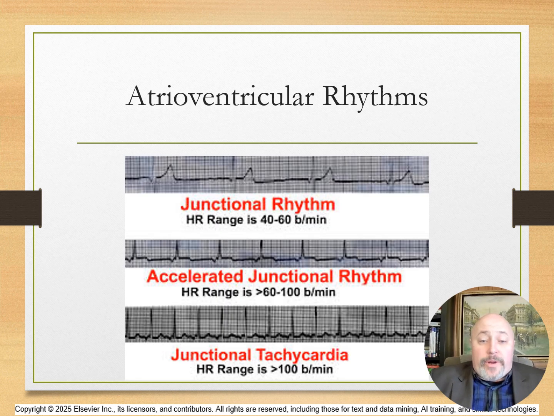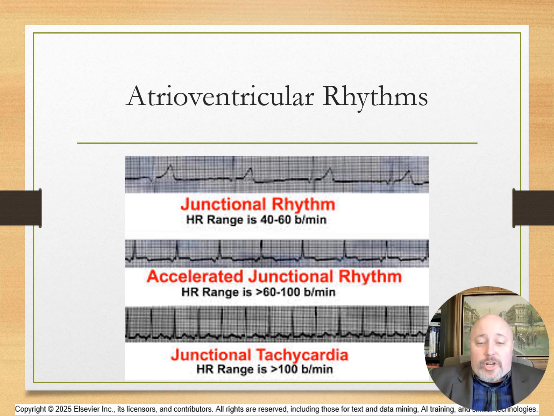Although we have three different junctional rhythms that may be seen, the first would be just known as a junctional rhythm. And you'll notice in that top strip how there is an absent P wave with a heart rate ranging between 40 and 60 beats per minute. In the case of an accelerated junctional rhythm, you'll again notice an upside down P wave with a heart rate that is 60 to 100 beats per minute.